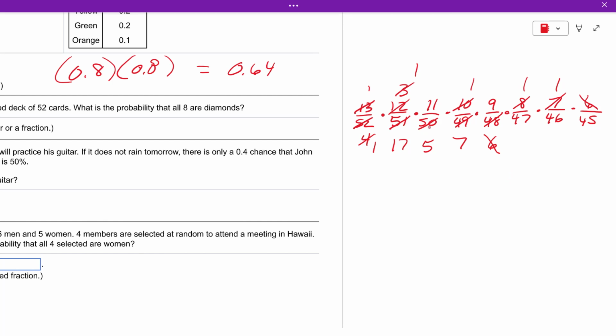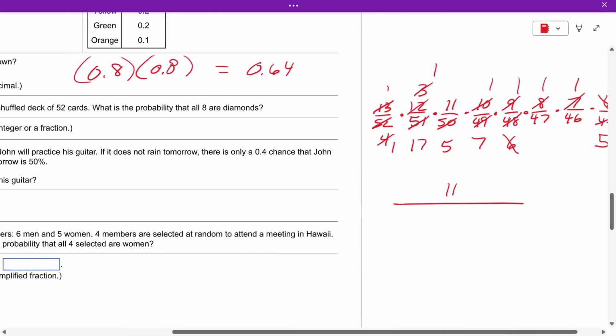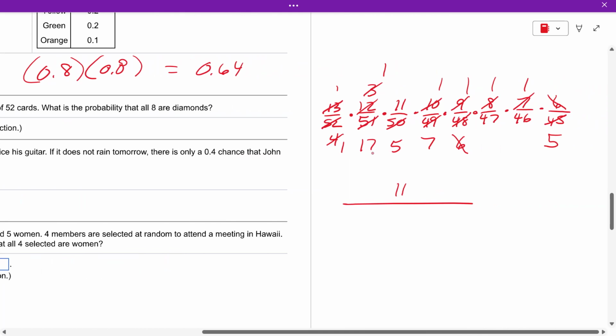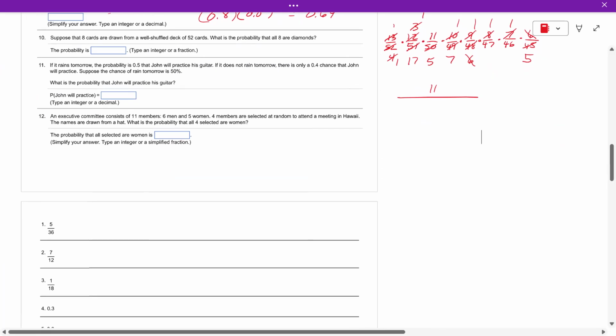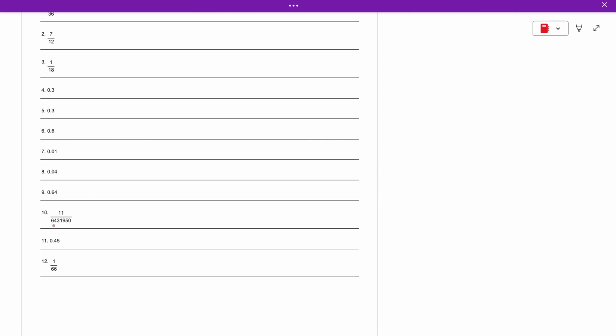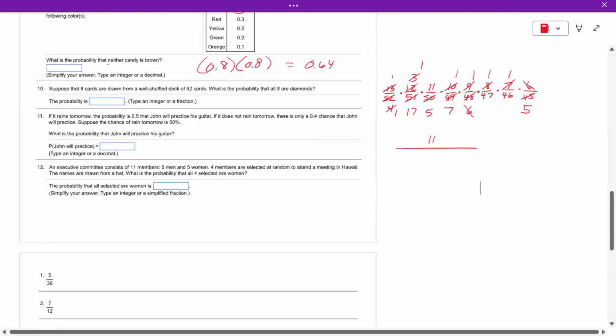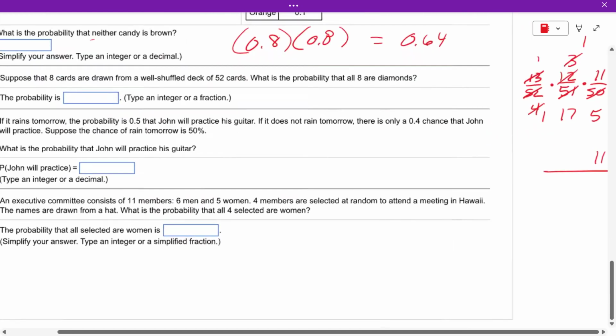So basically, 9 and 45 is 1 and 5. So my tops, all of them multiply to be 11. My bottoms, you multiply them all together because they want a fraction. So it's 1 times 17 times 5 times 7 times 47 times 46 times 5. Whatever that denominator is, it's pretty huge. 6,431,950. Okay? So you just do it that way.